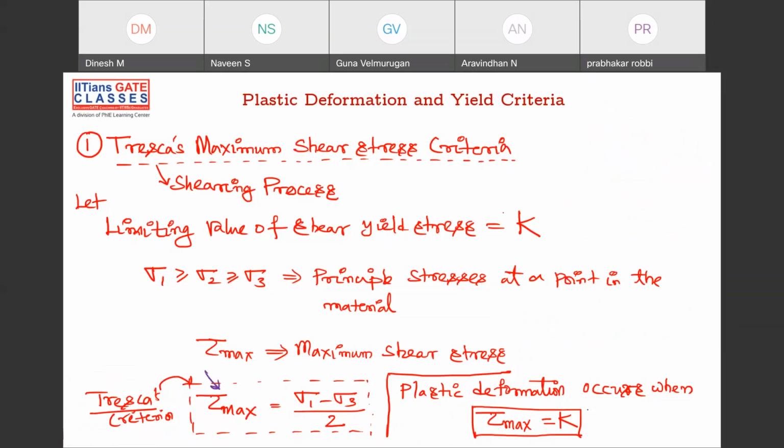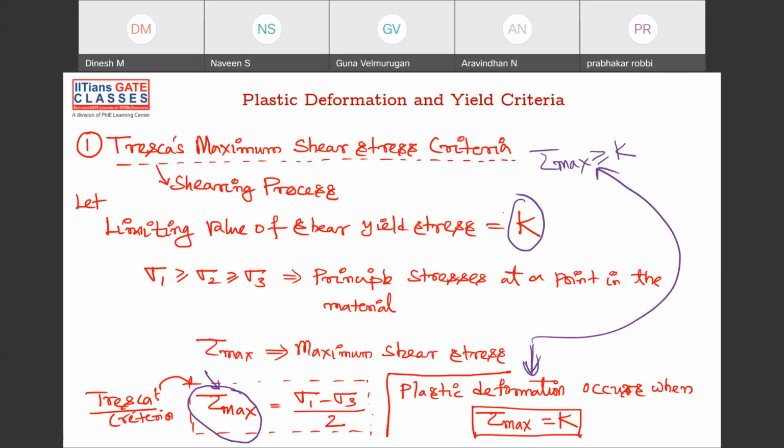And now what we are trying to do, let's assume that this tau max, whatever the stress that we are trying to apply, should cross this K for plastic deformation, because this is the yielding point. Obviously, this tau max should be more than or equal to K, then only plastic deformation occurs. But the limiting value is equal to K.